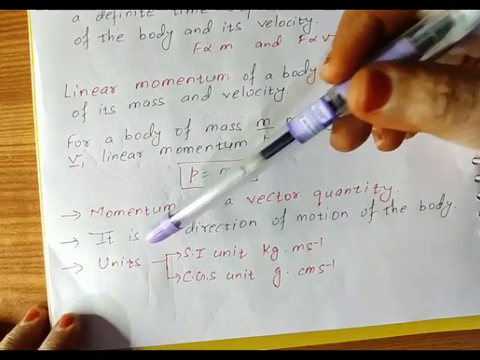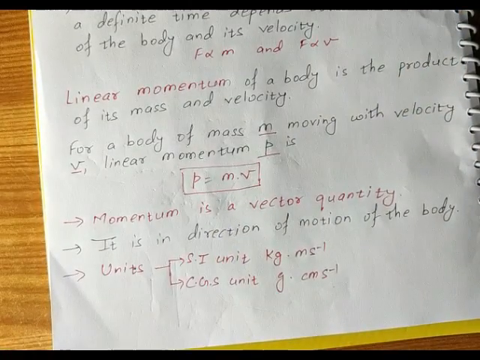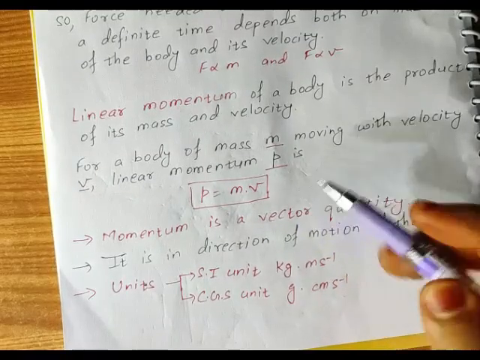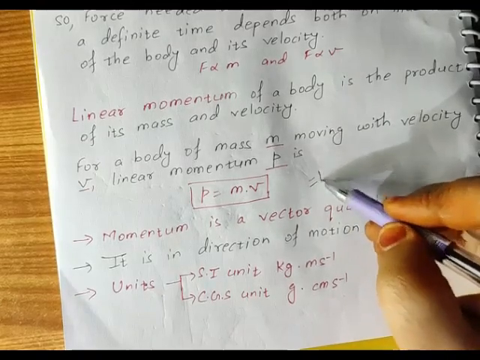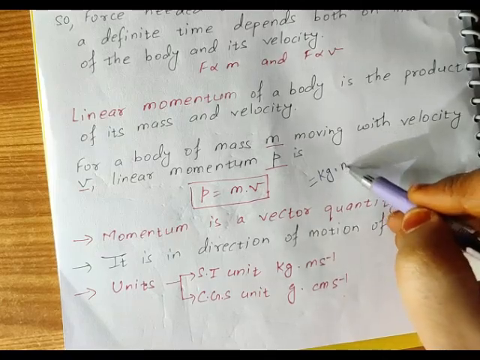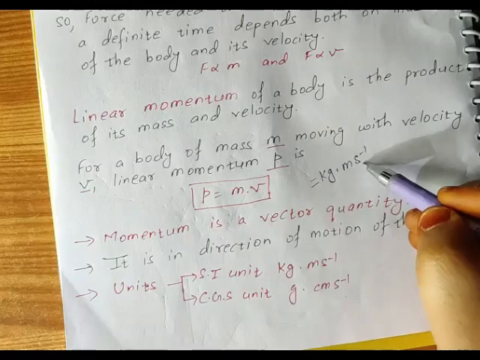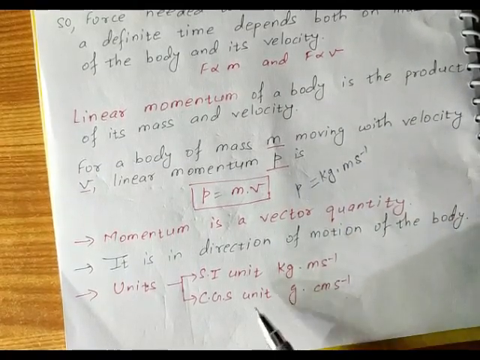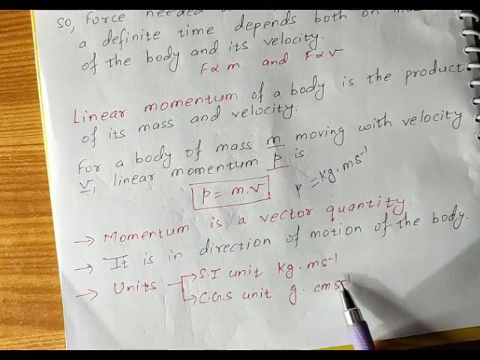Next is units. What are the units for momentum? So children, now only we discussed momentum is equal to mass into velocity. Now what is the SI unit of mass? SI unit of mass is kilogram and SI unit of velocity is meter per second. So kilogram into meter per second is what? SI unit of momentum. So SI unit of momentum is kilogram meter per second.